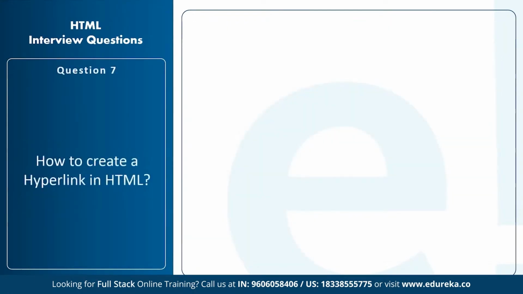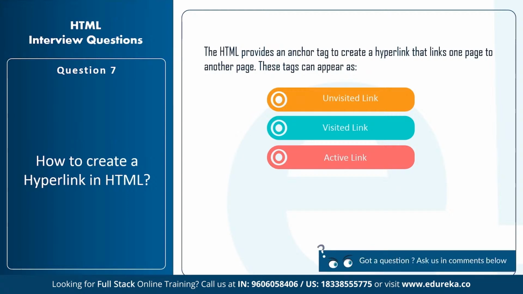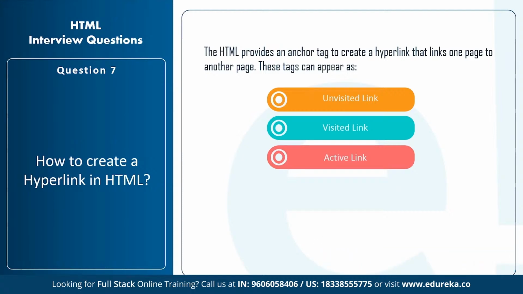Now moving on to the next question, how to create a hyperlink in HTML. HTML provides an anchor tag to create a hyperlink that links one page to another page. These tags can appear in the form of an unvisited link, visited link, or an active link. You might have noticed whenever you go to any particular web page, there are certain sections of that website that might redirect you to a different website. So this is where the hyperlink comes in.